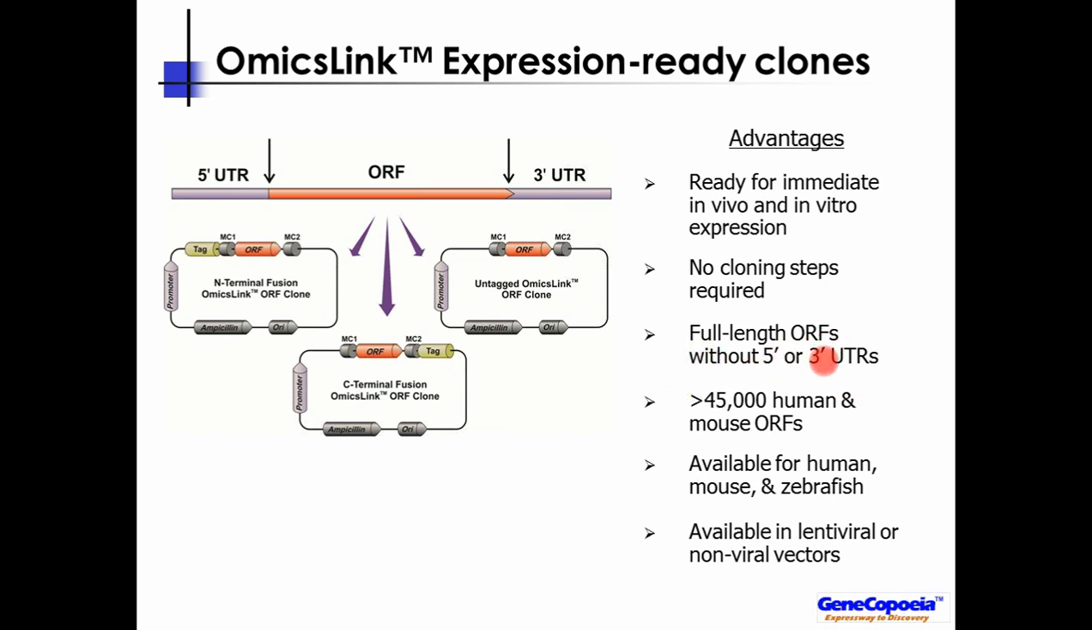We also have a huge collection of ORFs. We have more than 45,000 ORFs from human and mouse. These ORFs are available for human and mouse and even zebrafish, and they're available in lentiviral or non-viral vectors.